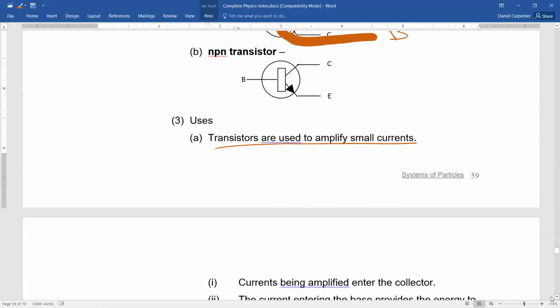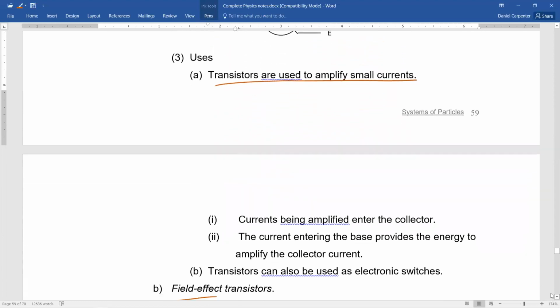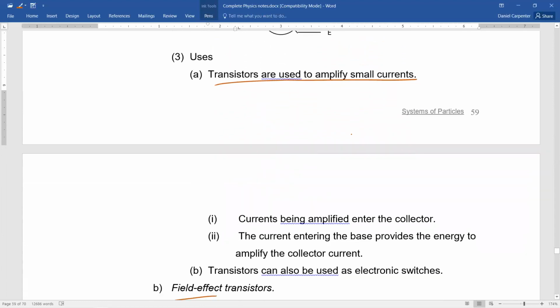Here's the page break. It keeps. If we're going to amplify a small signal, the current being amplified enters through the collector, and the current entering the base. So in this case, I illustrated that not quite right.